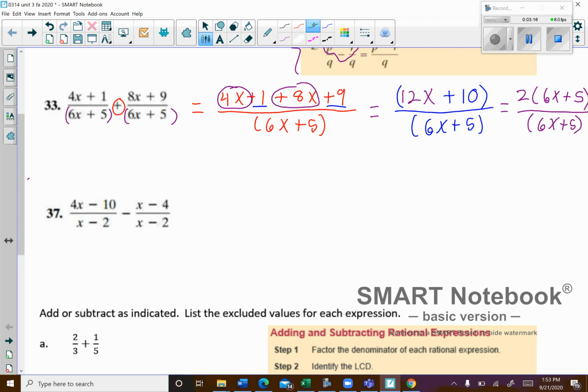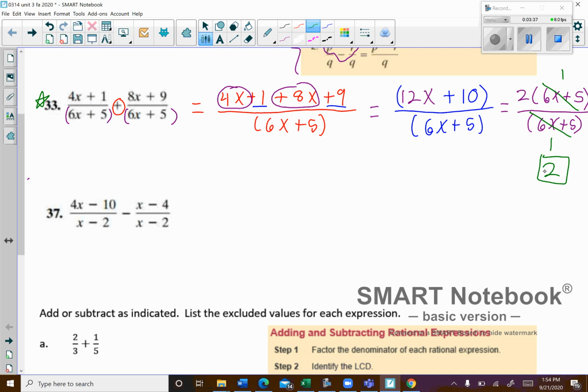So these cancel. They basically reduce down to 1, so it turns into 1 over 1. I'm left with 2 times 1 over 1, and this whole thing just reduces down to the number 2. So if you look back at 33, that whole thing just reduced down to the number 2.